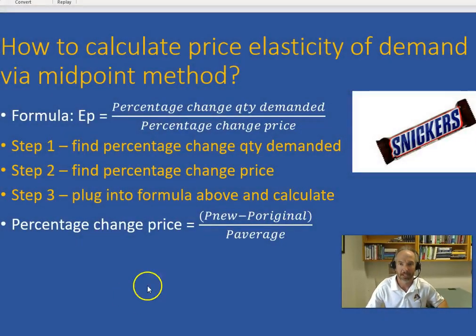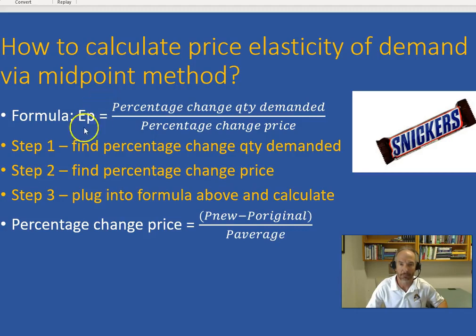The midpoint technique formula is provided as follows. It's this ratio of percent changes: percent change in quantity demanded upstairs divided by the percentage change in price. Both of these percentage changes, however, need to be found using the midpoint method, and I will describe what that is shortly.